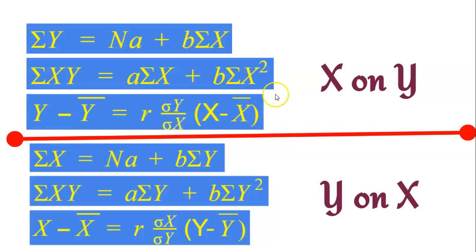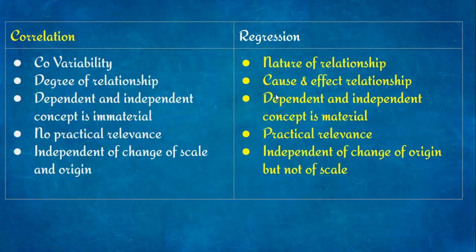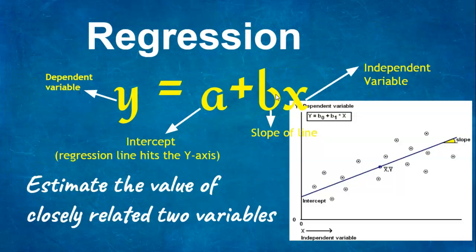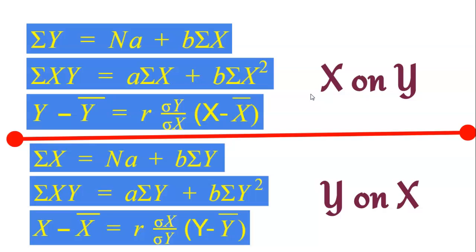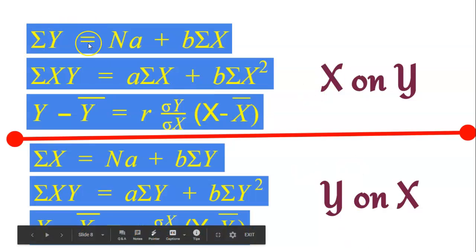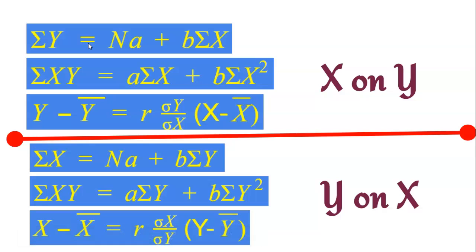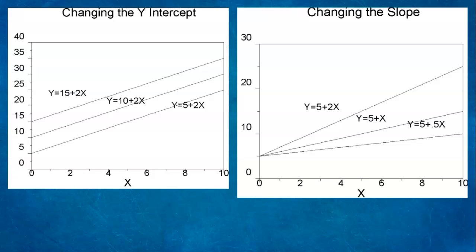I hope you remembered yesterday's formula. We discussed the basic equation of regression, y is equal to a plus bx. If you remember, you can correlate this equation to y on x and x on y. I will teach you how to remember this. Right now don't worry. Before entering into the class, I want to rewind our previous session.